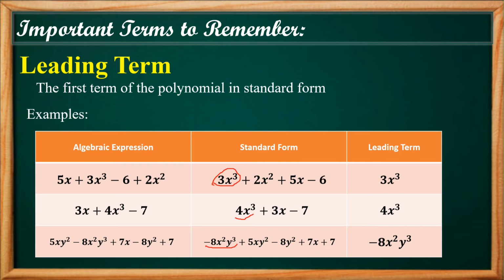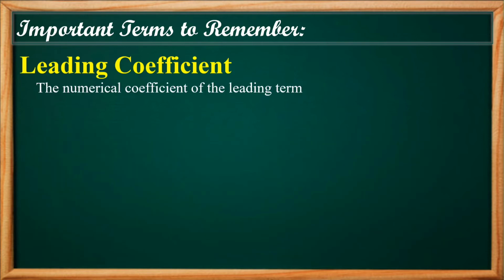Diba? May connections. Alamin natin ano yung polynomial. Then, we need to identify the degree of each term of the polynomial. Then, we need to change the polynomial to standard form. Then, after changing the standard form, we need to find the leading term. Then, after finding the leading term, we need to find the leading coefficient. Okay, may connection yan lahat. The leading coefficient is the numerical coefficient of the leading term. Again, the numerical coefficient of the leading term.